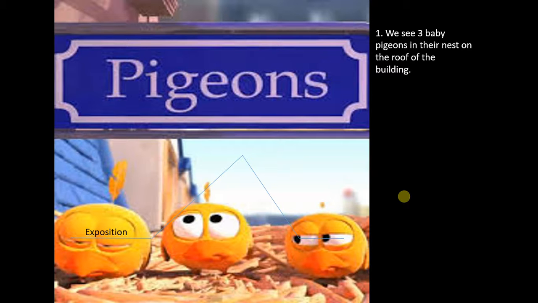We see that there are 3 pigeons, baby pigeons in a nest, and their setting in this case is the roof of a building. We come to the conflict really rapidly in this particular video. There's no guessing about what the problem is. We see right away that they are hungry.